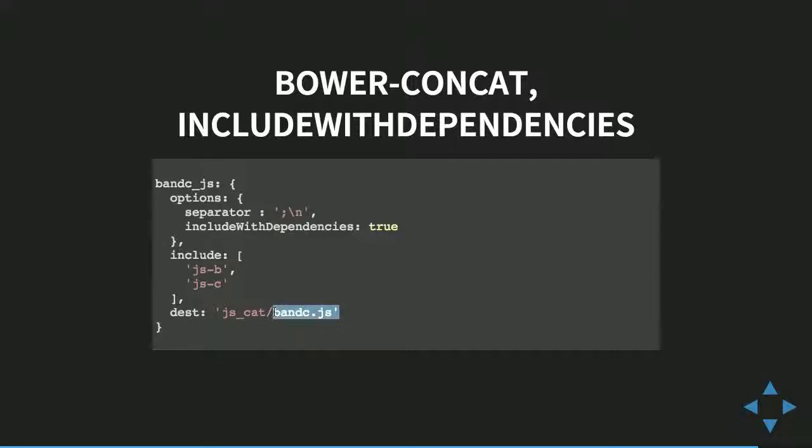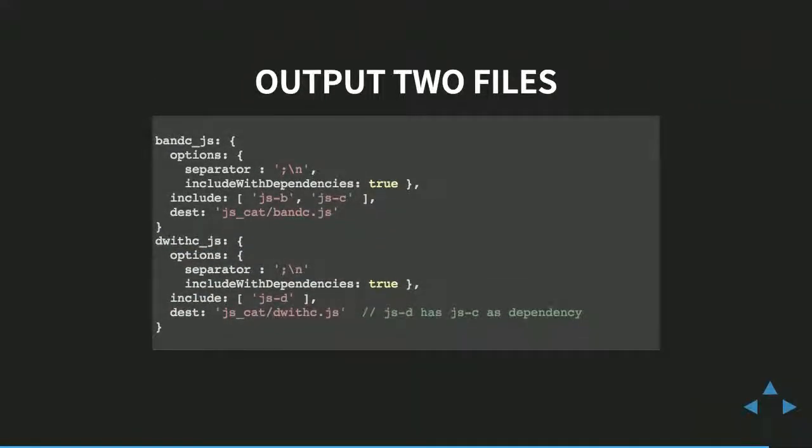Everybody following me so far? All right. So now you can just repeat this pattern as many times as you want. So if you've got different JavaScript for different sections, or you want to have different files to load independently, you can just create different tasks. In this case, I'm pulling in JavaScript B and C. Here I'm pulling in JavaScript D. I know D requires C, so I'm going to get D with C.